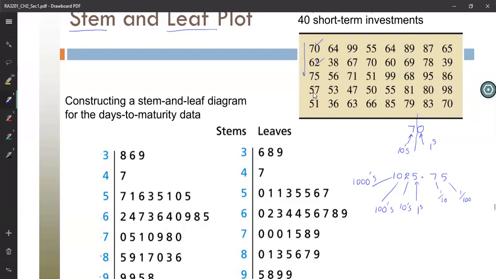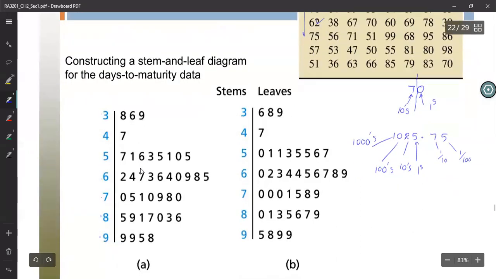When you fill the leaves, you are not going to put any commas, dots or anything. Simply leave a space. Okay, just a space. So you have zeros, fives, ones and so on. Okay. So likewise, you fill all the leaves for your stems.